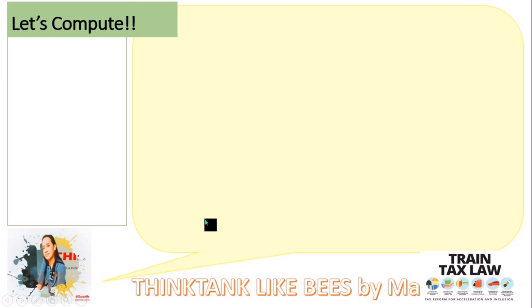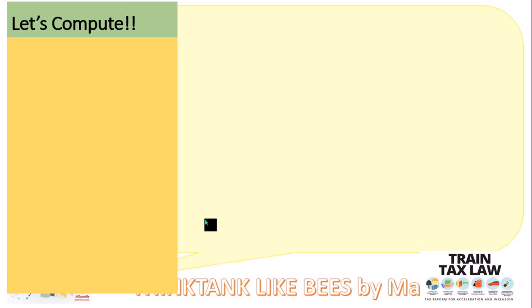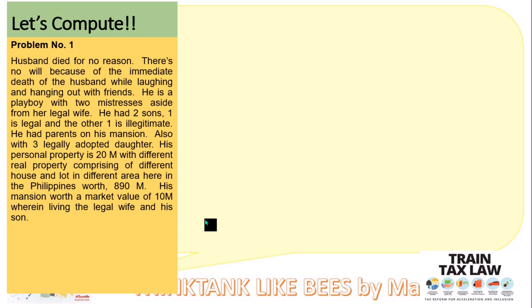Okay, so let's compute so that you have a bird's eye view of the computation of the estate. Problem number one: the husband died for no reason, so there's no will because of the immediate death of the husband while laughing and hanging out with friends. He is a playboy with two mistresses aside from his legal wife. He had two sons, one legal and the other illegitimate. He had parents, and in his mansion, also three legally adopted daughters.